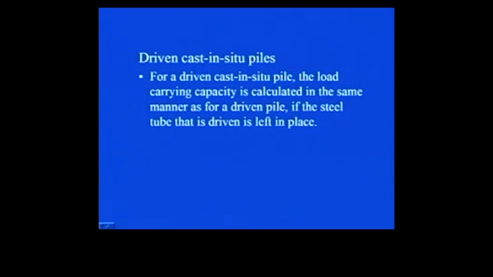Now, let us try to see driven cast in situ piles. First we saw how the driven piles work, or how we can find out their load capacity under compression. Then we saw bored cast in situ piles. Now the third one is driven cast in situ piles. For a driven cast in situ pile, the load carrying capacity is calculated in the same manner as for driven piles if the steel tube that is driven is left in place, that is in case of the cased piles.